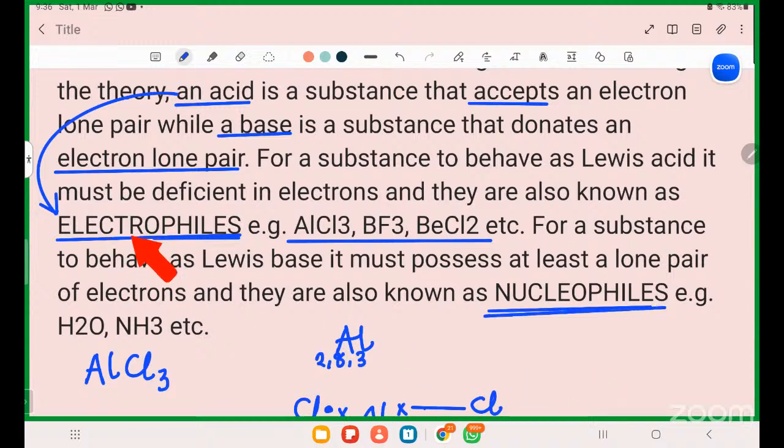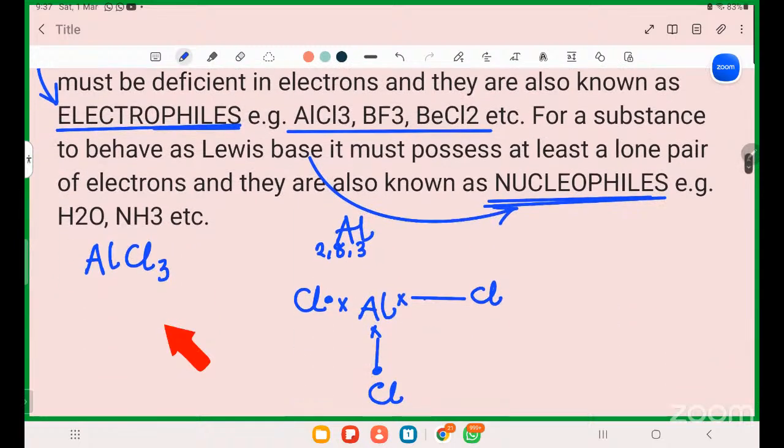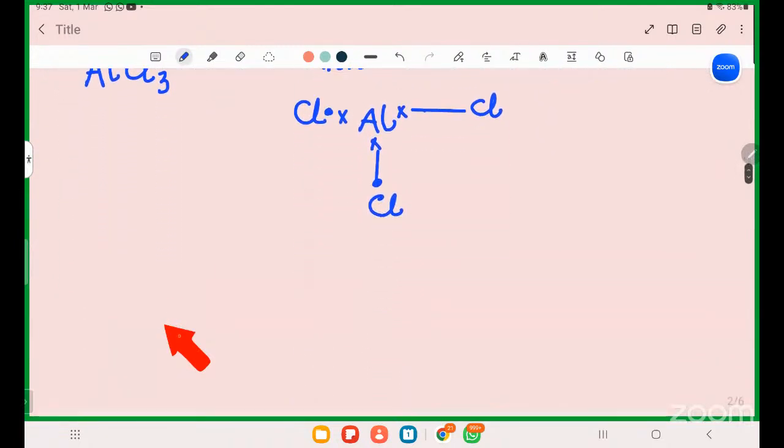Electrophiles are deficient in electrons, so they need electrons. Nucleophiles have enough electrons; they are rich with respect to electrons. So Lewis bases are nucleophiles. An example of a Lewis base is water. Water acts as a base in terms of Lewis theory, and ammonia is also a Lewis base. Now let's show how water is a base.